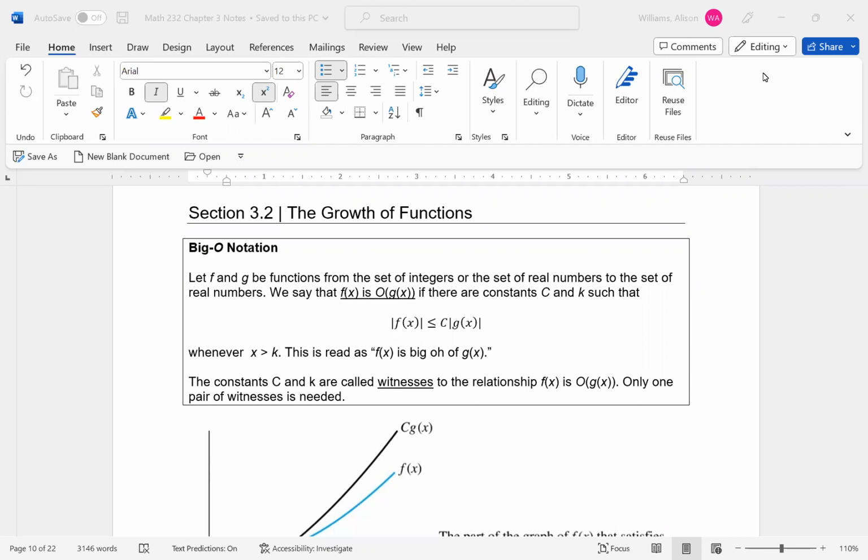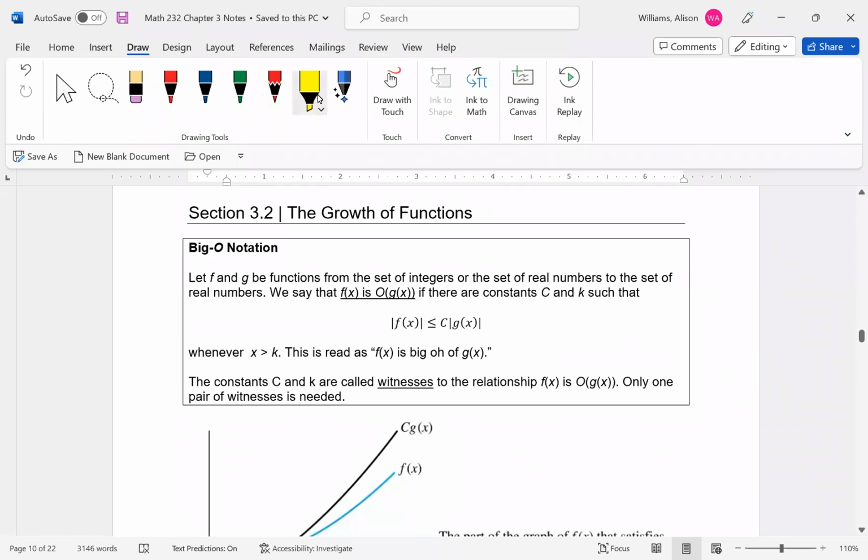So this notation that I just read a second ago, what we're defining here, f of x is big O g of x. That's how we say that sentence. Okay. We also say that for c and k, we have the phrase witnesses to describe those two magic constants.